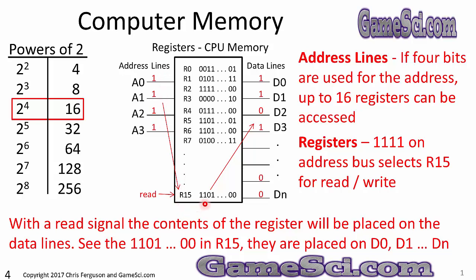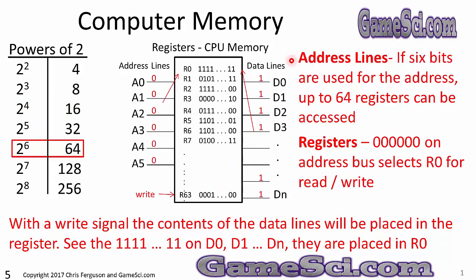On a read, the contents of register 15 would be applied to the data lines. Look at this 1101 there. That matches that 1101. I'm reading the data in register 15. It ends in 2 zeros, so the last 2 bits on the data lines would be set to 2 zeros.